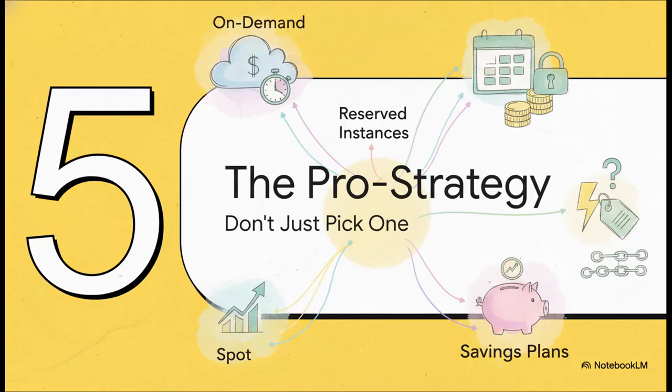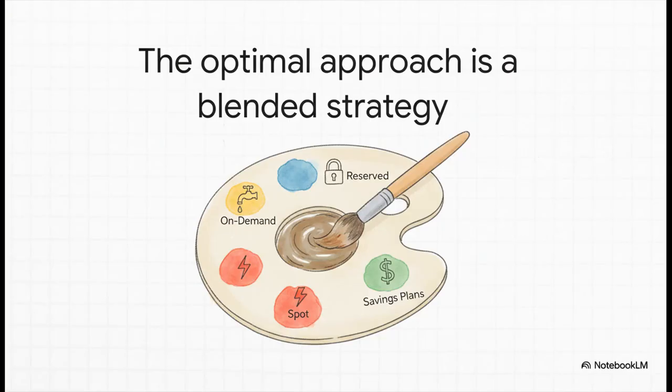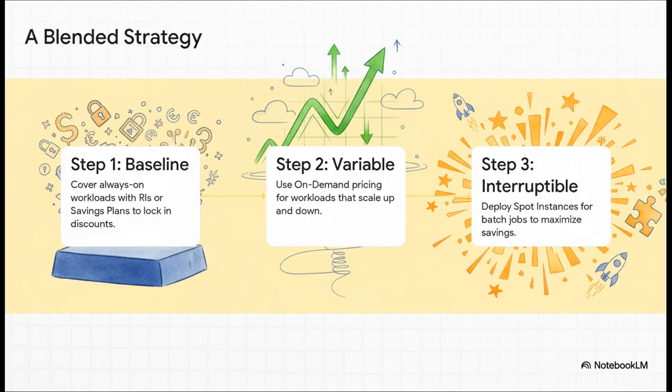Okay, so we've got our 4 powerful tools: On Demand, RIs, Spot, and Savings Plans. So the million-dollar question is, which one do you pick? And the answer is you don't just pick one. That's the biggest mistake people make. They just default to one model, usually the most expensive one, On Demand. The real pro strategy, the optimal way to do this, is to blend them all together. And this is what that looks like.